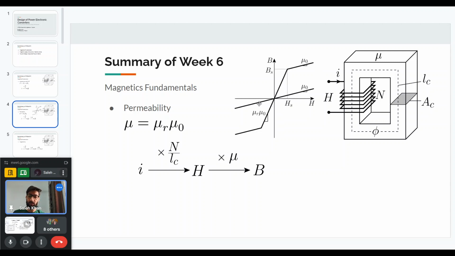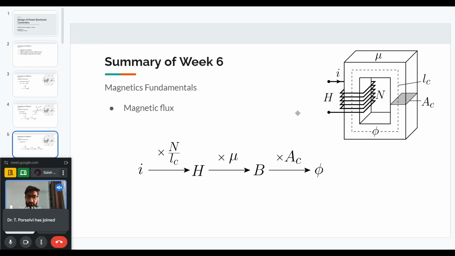Sometimes it's a very gradual process, but in all the magnetic materials that we have, we usually encounter this saturation phenomenon somewhere, so that the permeability of the material decreases after a certain value. So once we have found the magnetic flux density, we can find the magnetic flux from that using the cross-sectional area of the core.